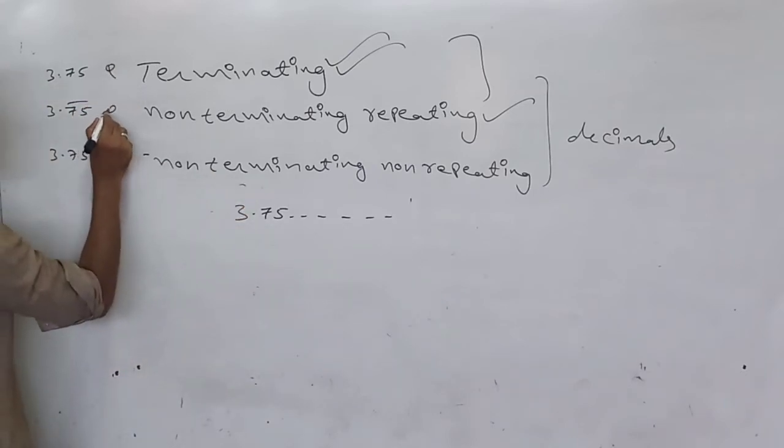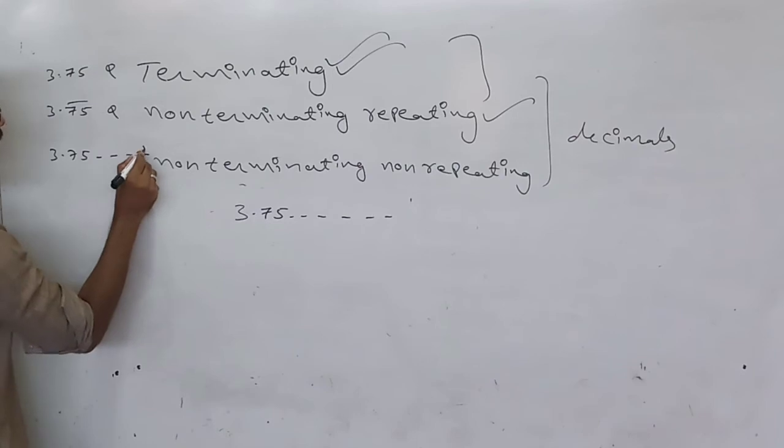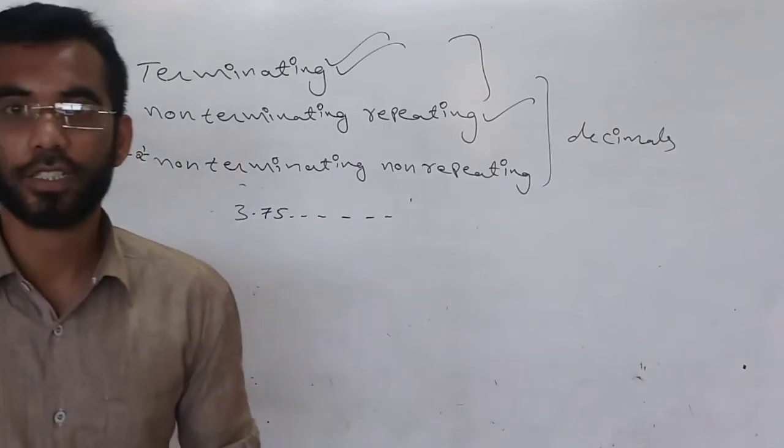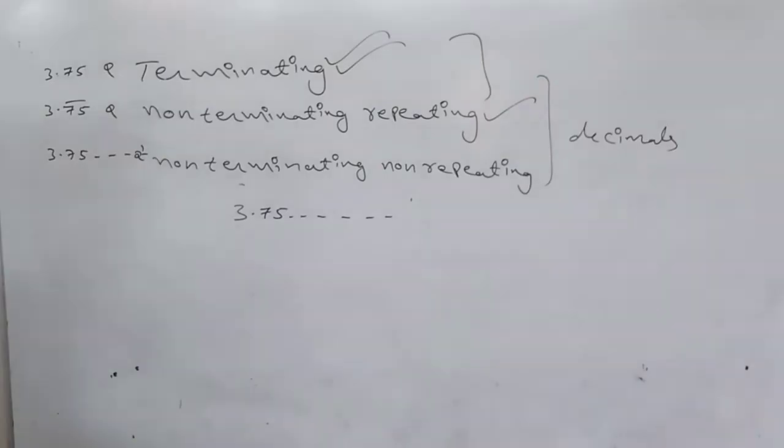This will be a rational number, and this will be an irrational number. This number will be an irrational number. Okay. Hope everyone understood.